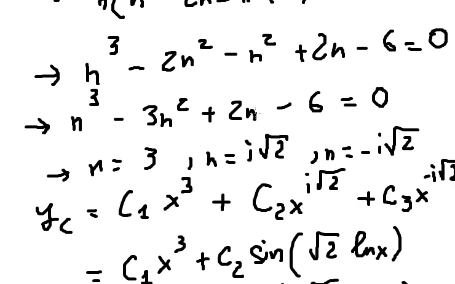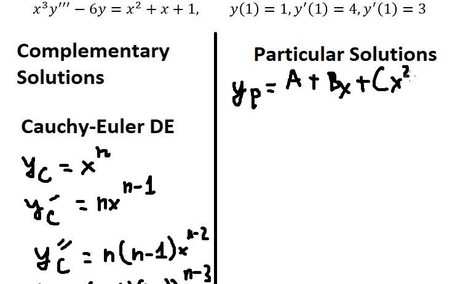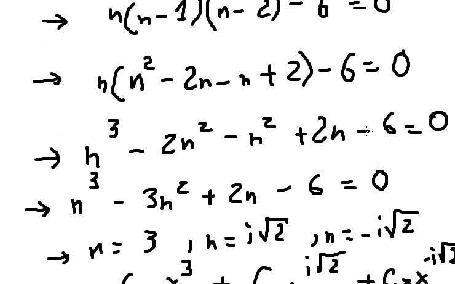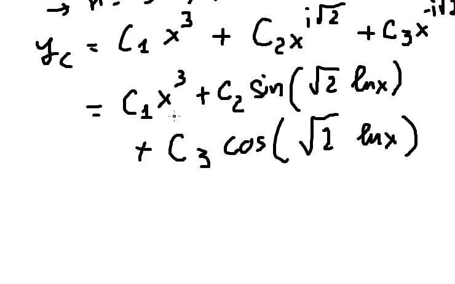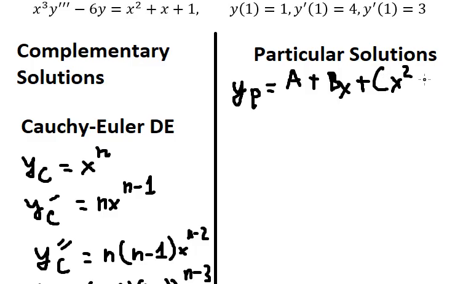Now let's go to particular solutions. So in this situation we have s squared plus s plus 1 on the right. So I will put yb, that is a plus bs plus cs squared. And we know that we have s to the power of 3, so we don't need to use s to the power of 3 in here.